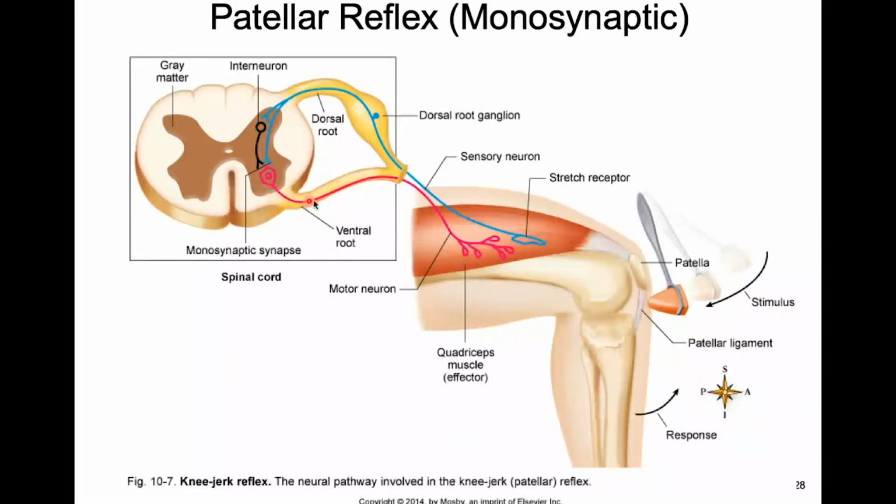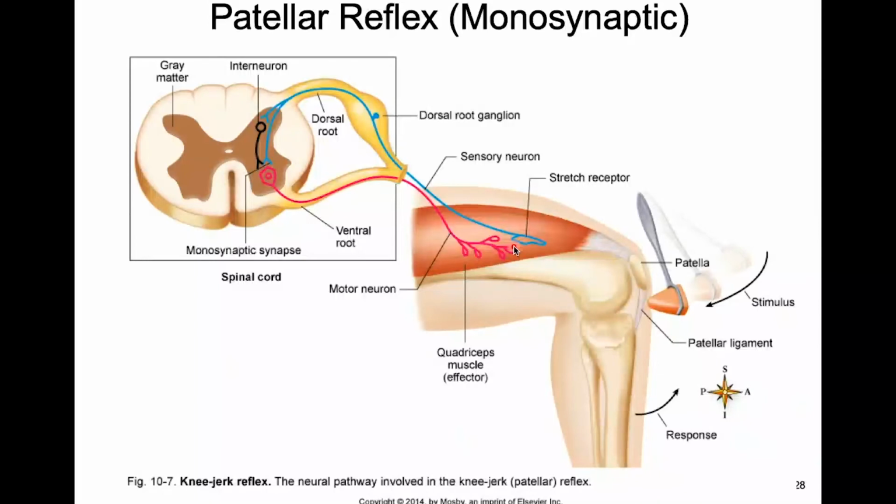And the motor always leaves the ventral portion of the spinal cord, which we'll see next week. So then that motor root leaves the ventral portion, which then causes your quad to contract. All right, so that's one example of a monosynaptic reflex. Any of the other deep tendon reflexes would work in the same way.